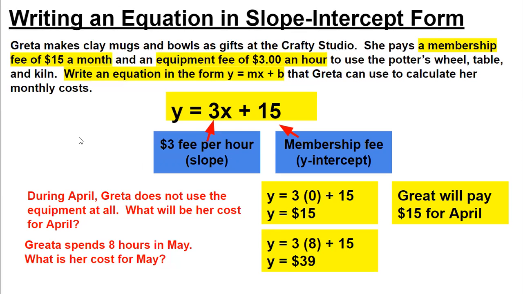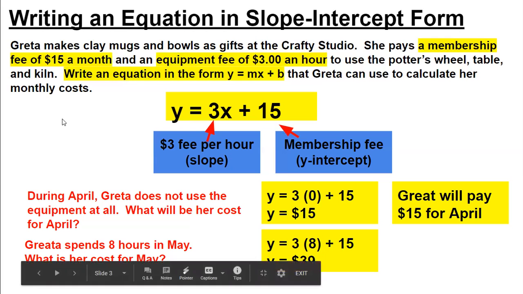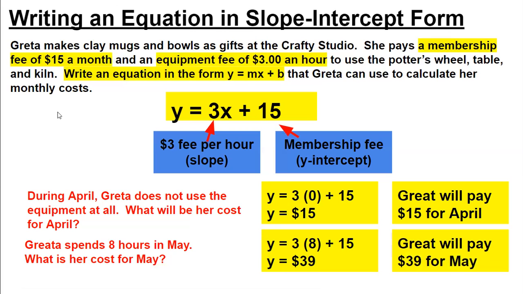Some of you may have the fancier calculators where it automatically does the PEMDAS for you. It does the multiplying before the adding. Go ahead and try that on your calculator, see what happens. If you don't get 39 by plugging in 3 times 8 plus 15 equals, then what you need to do is go 3 times 8 equals first, and then add plus 15 after you hit the equals, okay? So you gotta check your calculator out and see if it does PEMDAS. If not, you gotta put the equals in after 3 times 8. You have to do the PEMDAS yourself. So Greta will pay $39 for May.